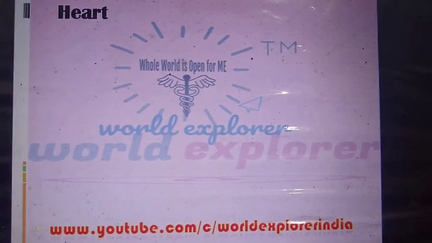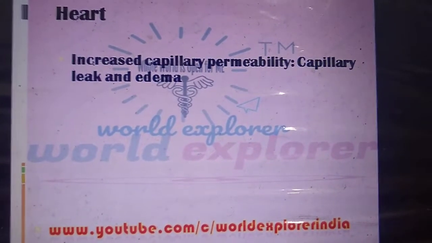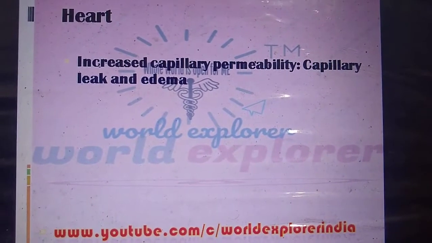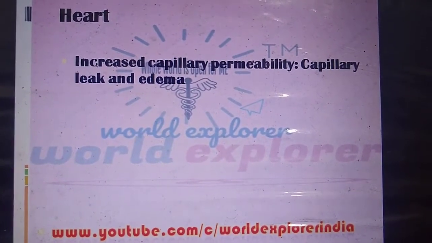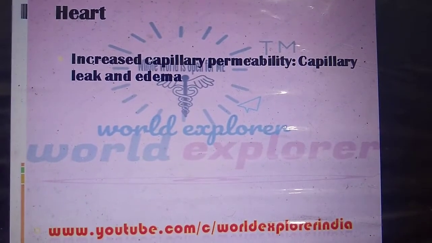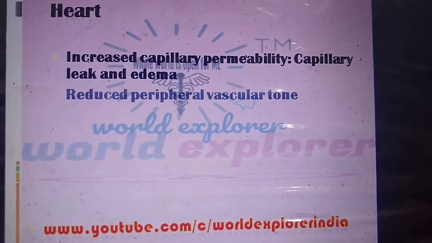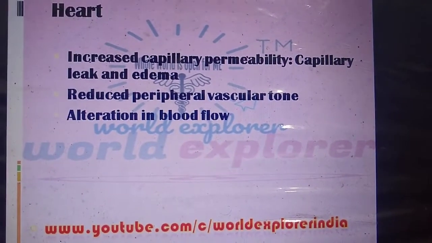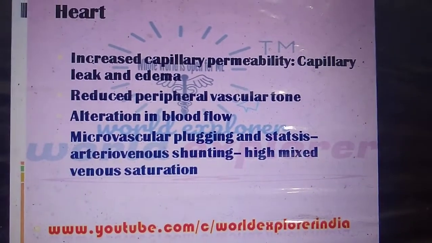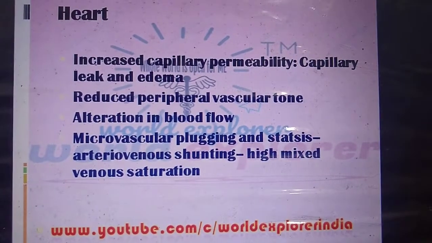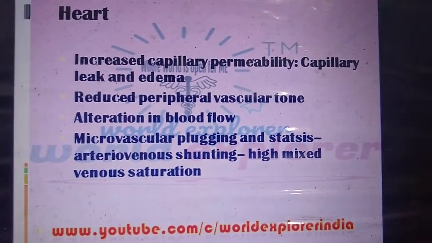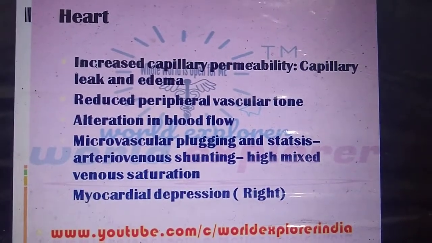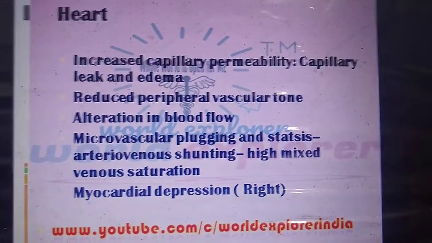Next thing is heart. Increased capillary permeability, capillary leak and edema. So this is the cause for patient edema. We see some of the patients having edema. Next thing is reduced peripheral vascular tone and alteration in the blood flow, microvascular plugging and stasis, arteriovenous shunting, high mixed venous saturation, myocardial depression. So what will happen in the heart?